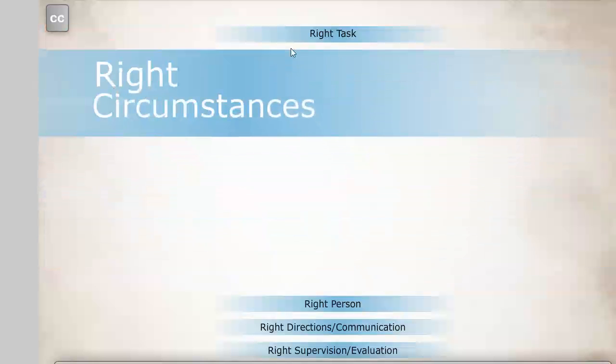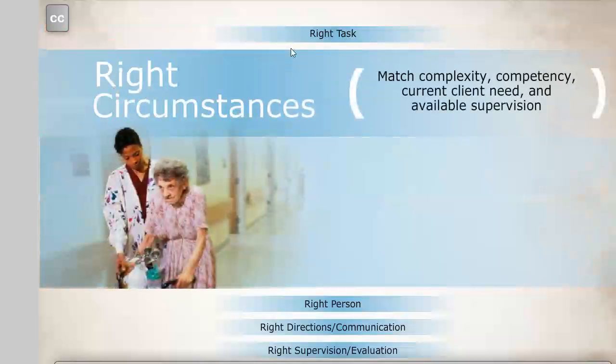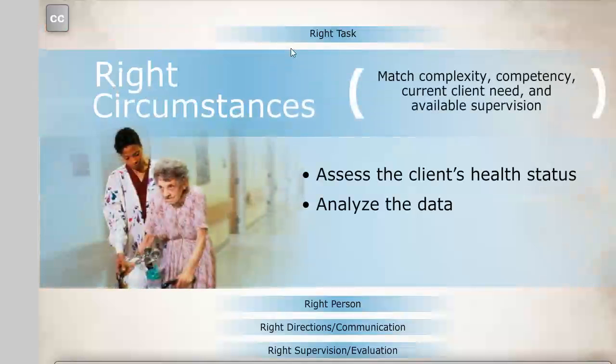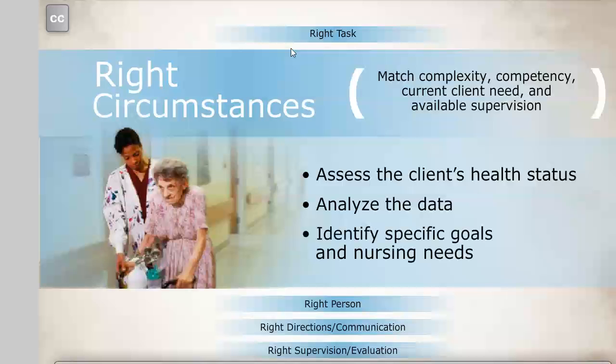The right circumstances for delegation require nurses to assess the client's health status, analyze the data, and identify specific goals and nursing needs. The nurse must be aware of resources, matching the complexity of the activity with UAP competency and the level of supervision available. Delegation is based on the client's needs and goals at the present time. When the client's condition changes, the nurse must reevaluate nursing care needs and adjust the tasks that are delegated.